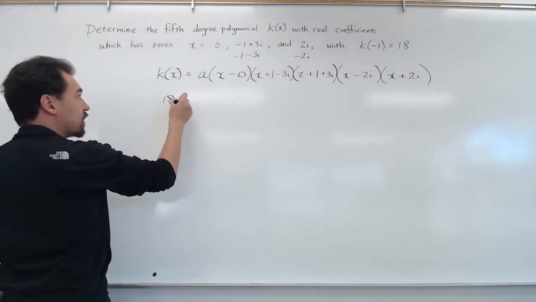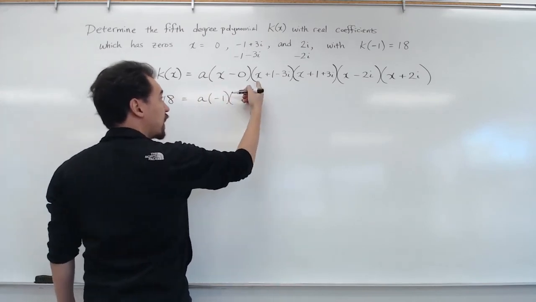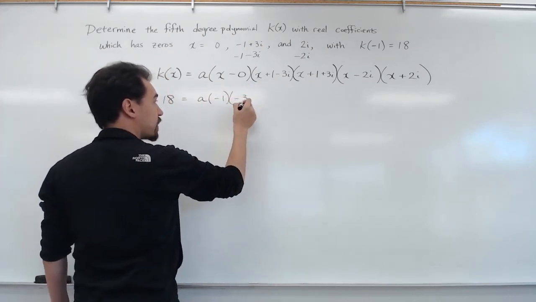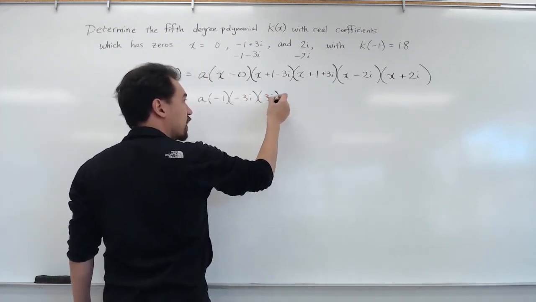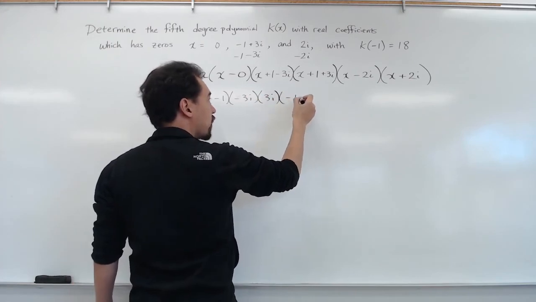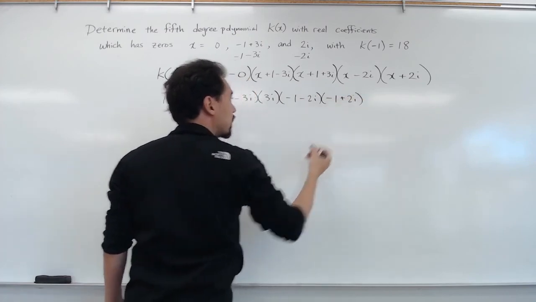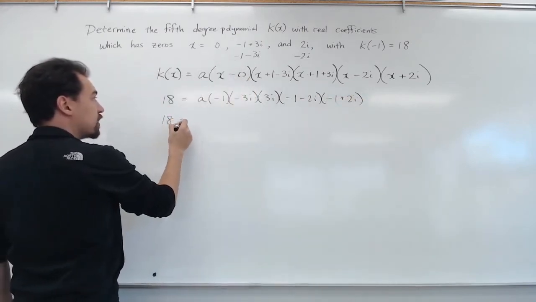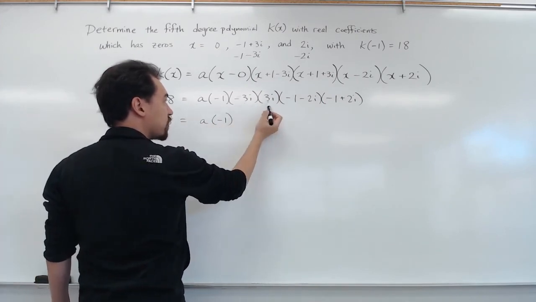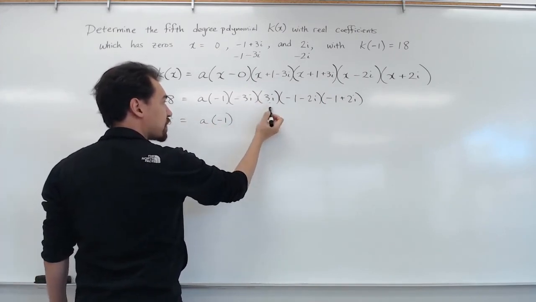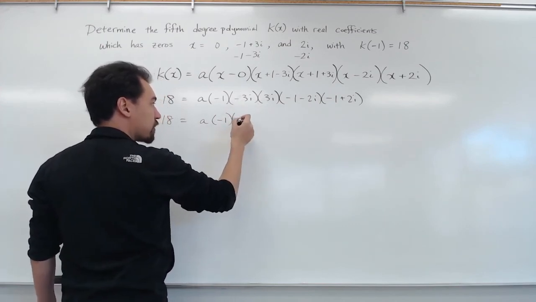So we'll say 18 equals a times, this is going to be -1 minus 0. -1 plus 1 cancels out and gets me minus 3i. -1 and 1 cancels out, gets me positive 3i. And then here we have -1 minus 2i and -1 plus 2i. Then we go and we keep simplifying. So this is going to be a times, we'll keep it -1 here. These two multiplied gets me 3i times 3i with a negative in front. So it's -9i squared, which gets me positive 9.